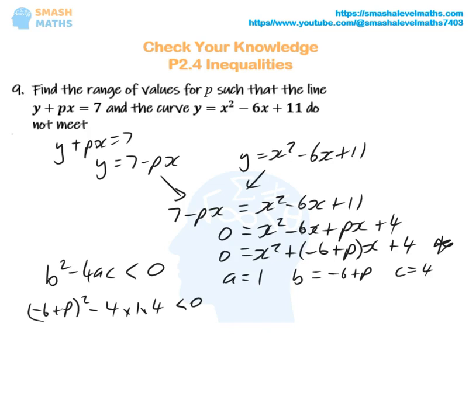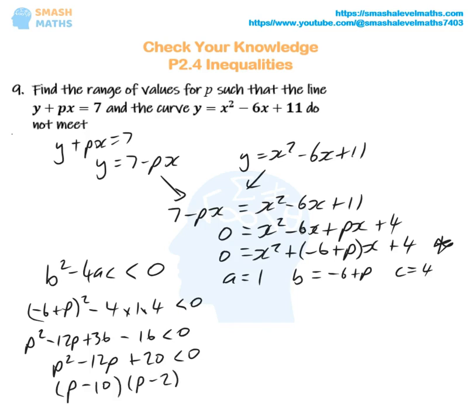Now we've got some squaring out to do, so let's square out that bracket. That's going to give us p squared minus 12p plus 36, and I've got minus 16 less than 0, so that gives me p squared minus 12p plus 36 minus 16, which is plus 20, less than 0. Will that factorise? I think it will, nice and simple. So that's going to be p minus 10, p minus 2, less than 0. So we've got critical values from that: p equals 10, p equals 2.